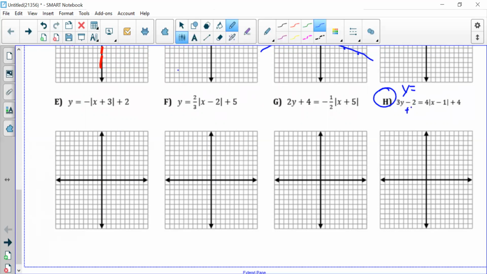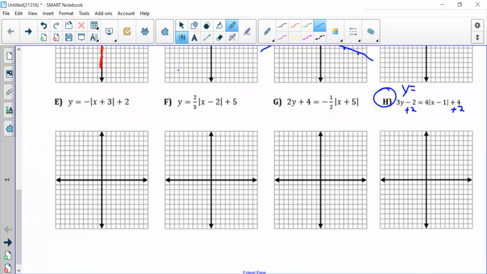So first I'm going to add 2 to both sides. So it leaves me with 3y equals 4 times the absolute value of x minus 1 plus 6. Now I need to divide both sides by 3. I'm going to borrow some space over here to the left. So that's going to give me y equals 4/3 times the absolute value of x minus 1 plus 2. Because 6 divided by 3 is 2. Right, now we can graph that, right?